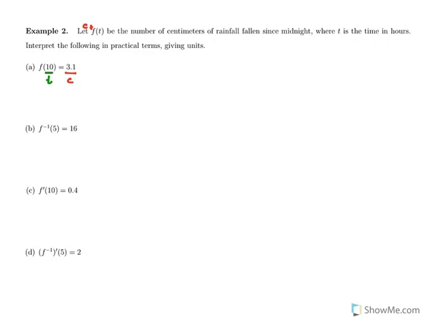That's number of centimeters. So at t equals 10, so that's saying at 10 hours past midnight, and then we're going to interpret what C equals 3.1 means. At 10 hours past midnight, 3.1 centimeters of rain has fallen.